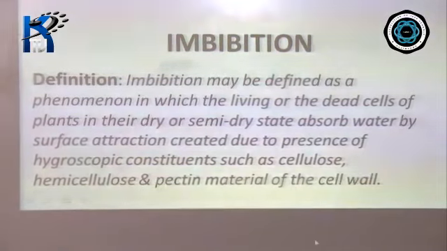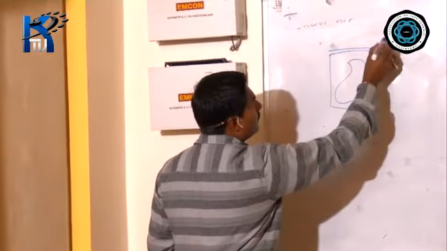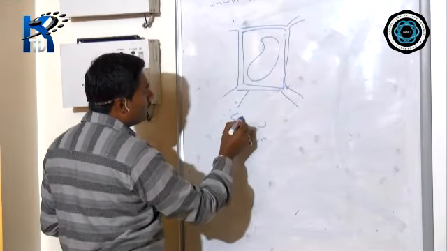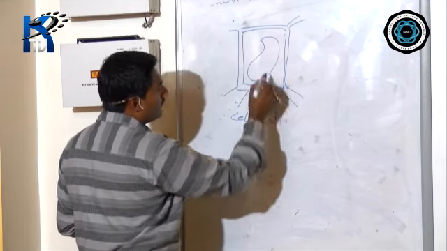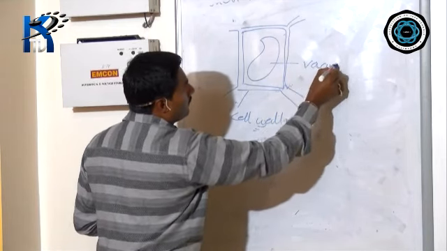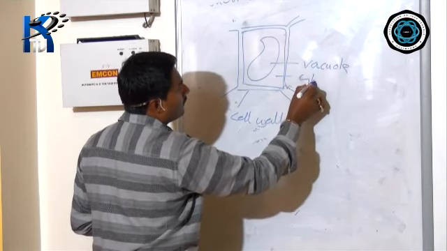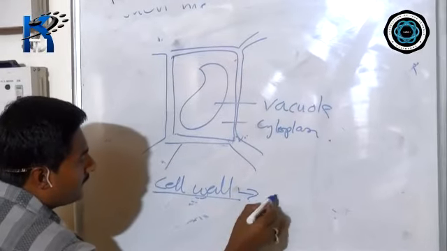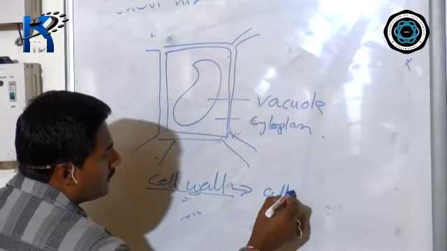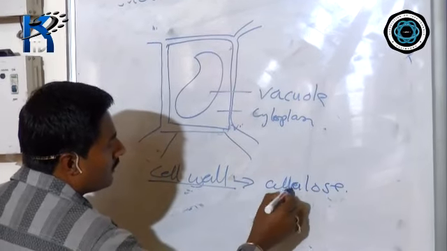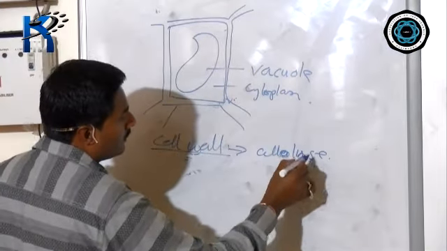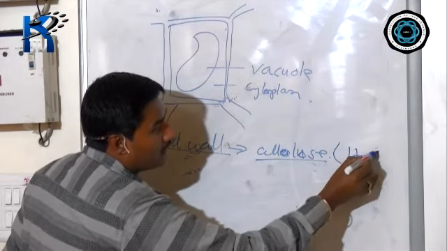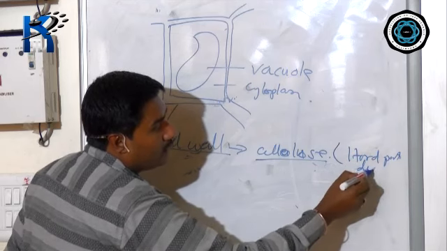Cell, you have the vacuole. This is the cell wall, vacuole, cytoplasm. So when I say cell wall, the cell wall is made up of cellulose. This cellulose is the hard part, is the dead part.